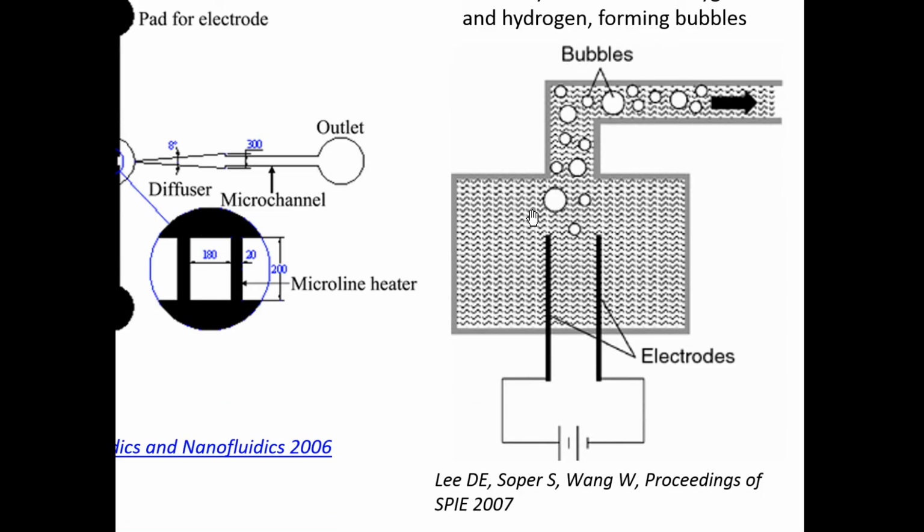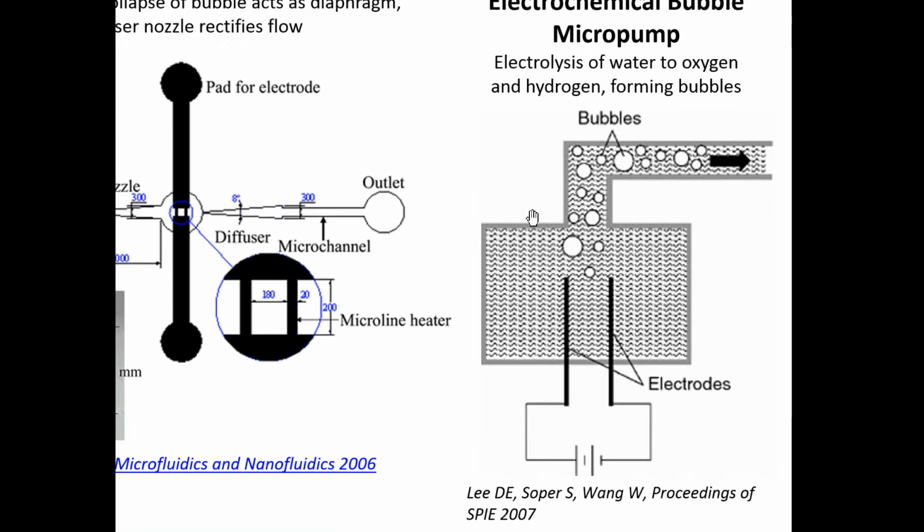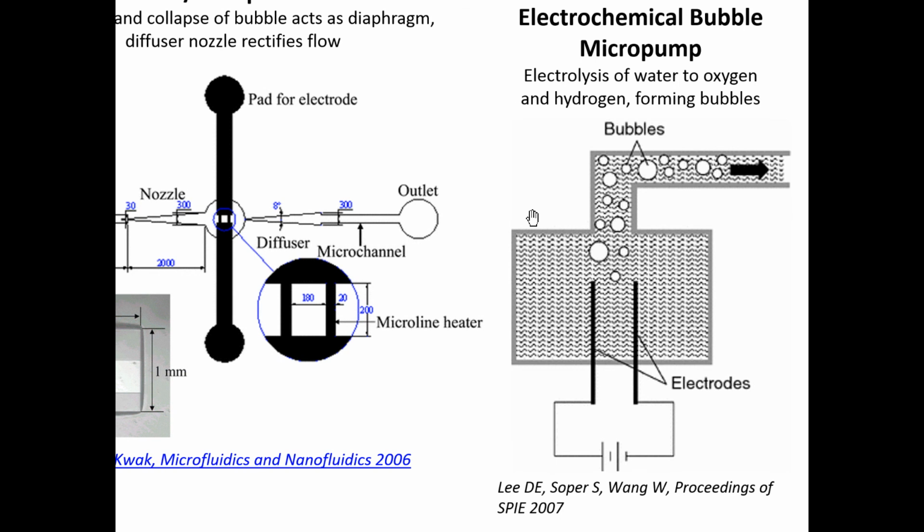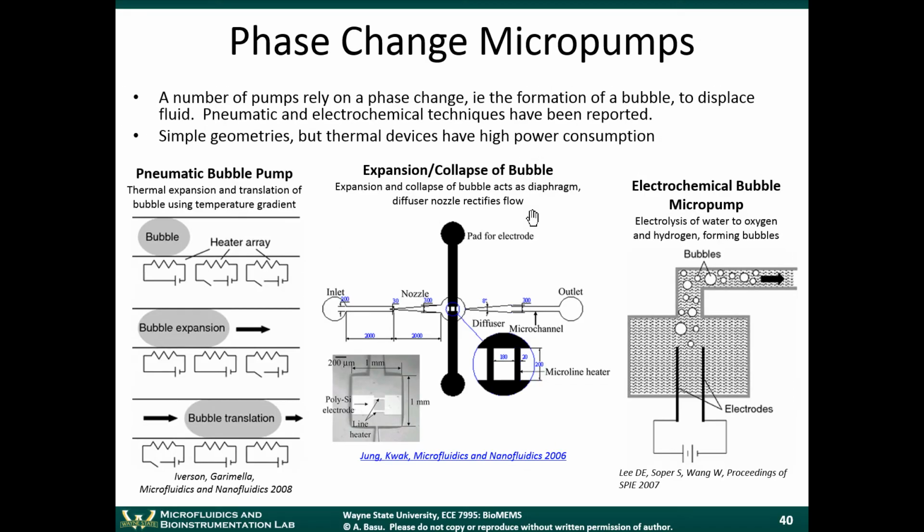This example here on the right is called an electrochemical pump. The electrochemical bubble micropump uses the electrolysis of water to oxygen and hydrogen to form bubbles. So let me just pull up.